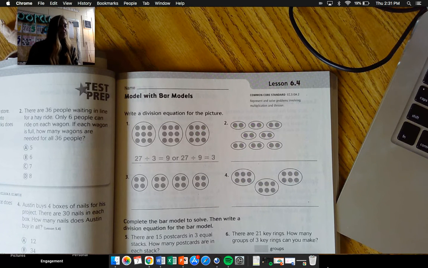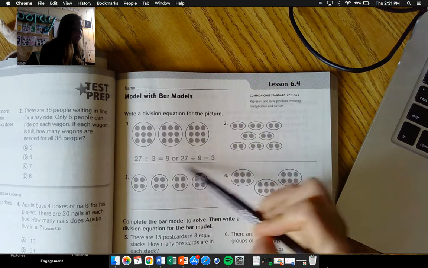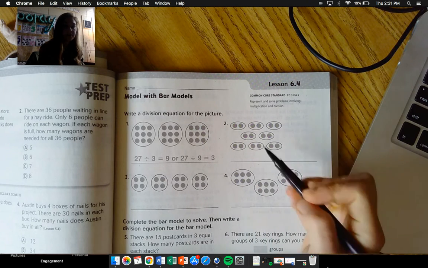Today, we are going to write division equations or division problems for the picture. So as you can see, they already wrote down number 1. So we are going to write it down for number 2.